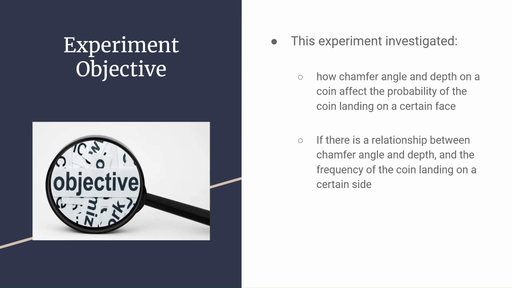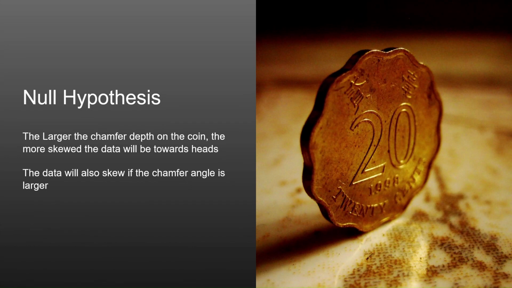Now, our null hypothesis is that the more we change the chamfer angle and chamfer depth on a coin, the more skewed the data will be towards one side or the other of the coin during the coin flip.